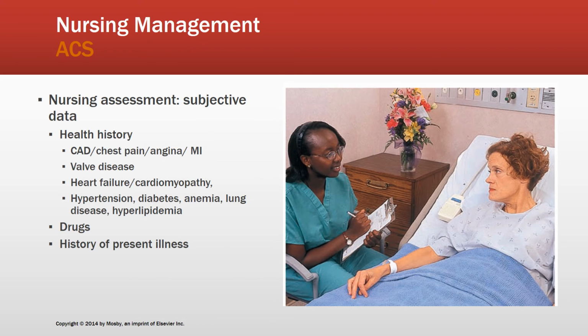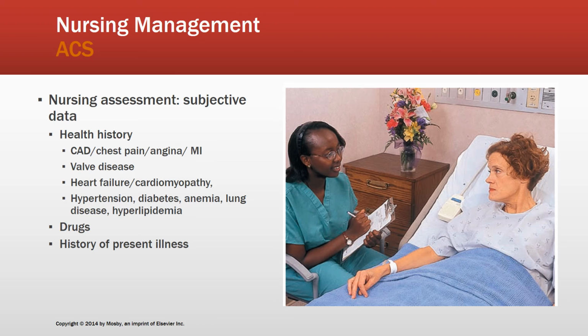Now, nursing management. The very first thing we want to achieve with these patients is to start getting to know them. We want to start asking them about past medical history. We need to know their family history as well, because as we talked earlier when we discussed coronary artery disease, a lot of this can come from a family, so it can be genetic. Heart failure, cardiomyopathy, hypertension, diabetes, anemia, lung disease, hyperlipidemia. These are all things that we need to know as far as history.